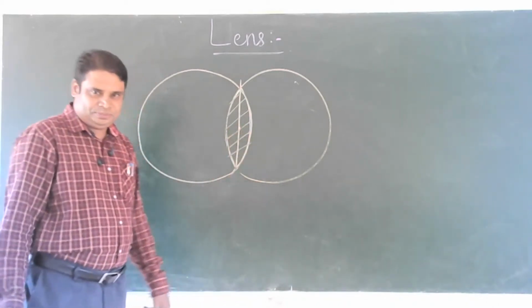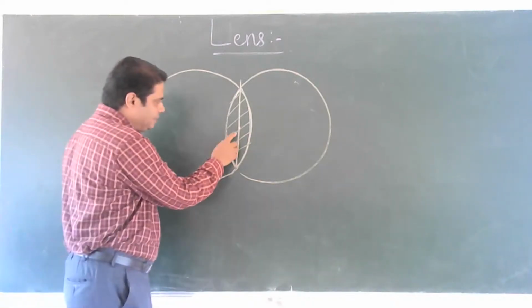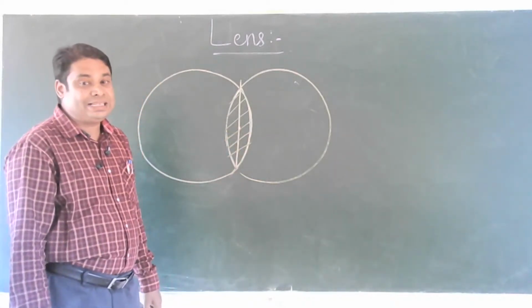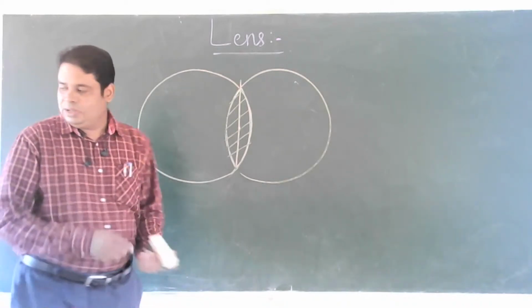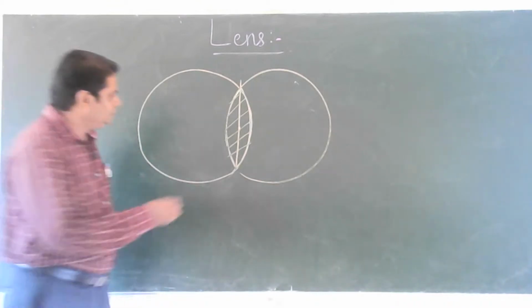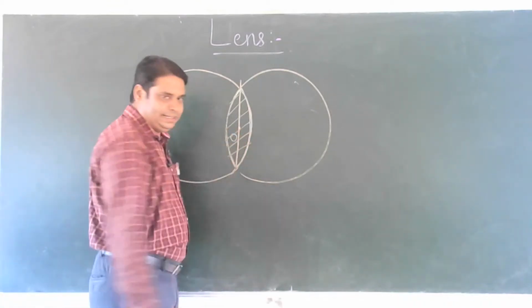This will be the center of the lens. This point represents the center of your lens, and it is called the optical center. Okay? Optical center. Let O be the optical center.